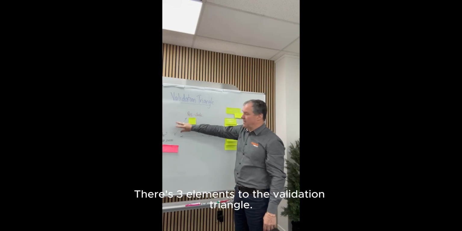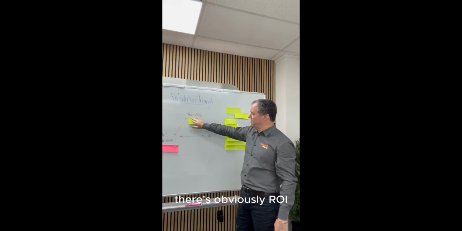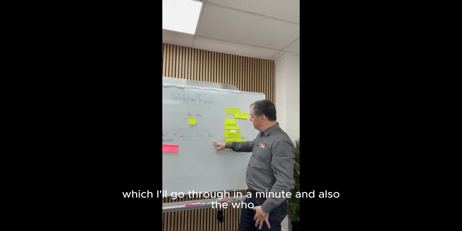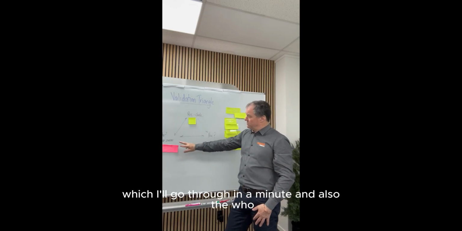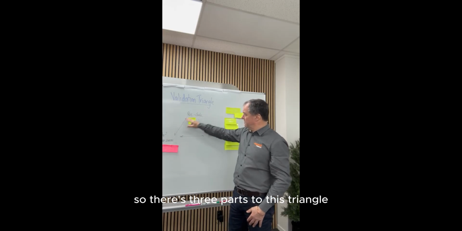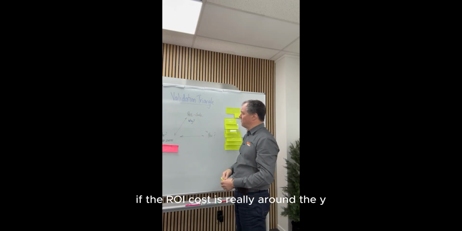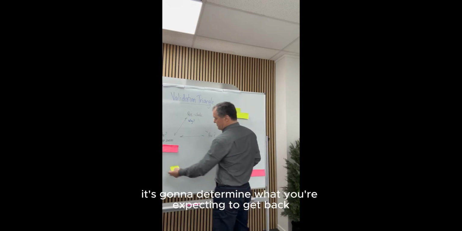There's three elements to the validation triangle. There's obviously ROI, and do use the Excel spreadsheet there. You can input your own data. How, which I'll go through in a minute, and also the who. So there's three parts to this triangle. The ROI cost is really around the why. It's going to determine what you're expecting to get back.